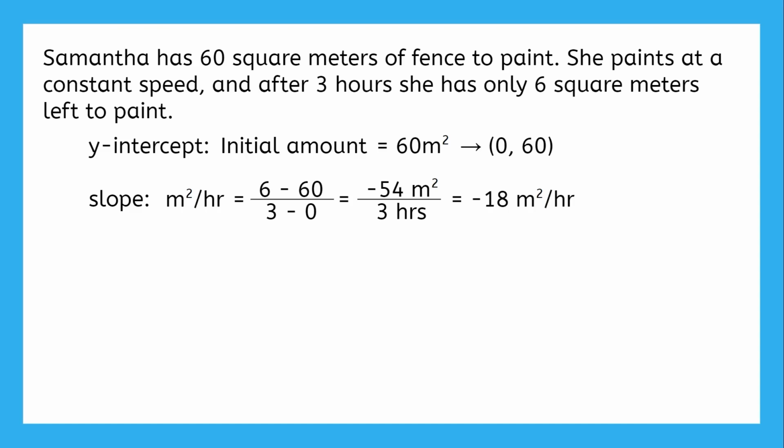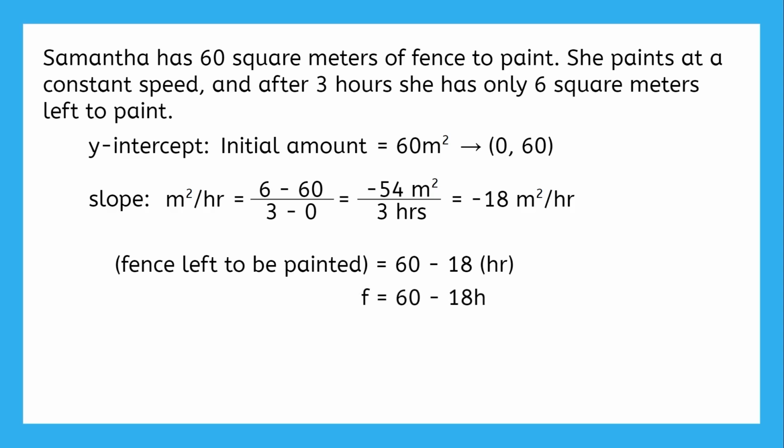Now that we have our y-intercept and our slope, we can write the equation. The amount of fence left to be painted is 60 minus 18 per hour. If we use variables, we get F equals 60 minus 18H.